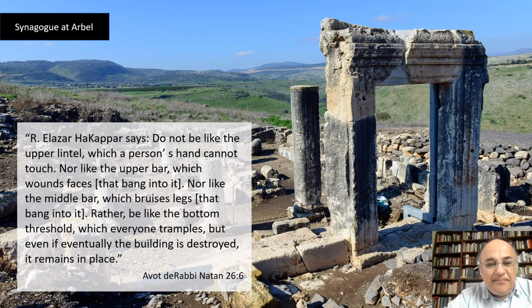Rabbi Eleazar HaKappar says, "Do not be like the upper lintel, which a person's hand cannot touch, nor like the upper bar, which wounds faces that bang into it, nor like the middle bar, which bruises legs that bang into it. Rather be like the bottom threshold, which everyone tramples, but even if eventually the building is destroyed, it remains in place," as you see it in the case of the synagogue at Arbel.